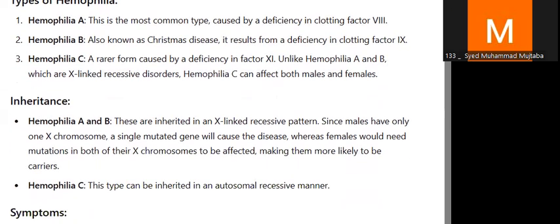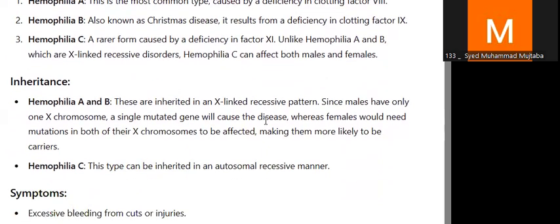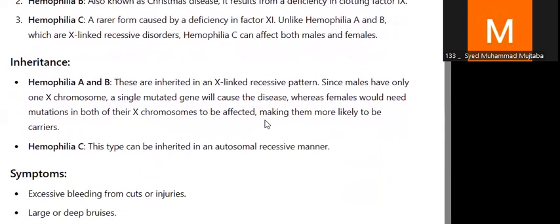Now, if we come to the pattern of inheritance, I told you it is an X-linked recessive pattern. So what do I mean by this? I mean that males have a higher probability or likelihood of inheriting hemophilia A. Now, what is the reason? The reason is that males have X and Y alleles. So even if one X allele is transmitted from the mother to them, they will inherit the disease.